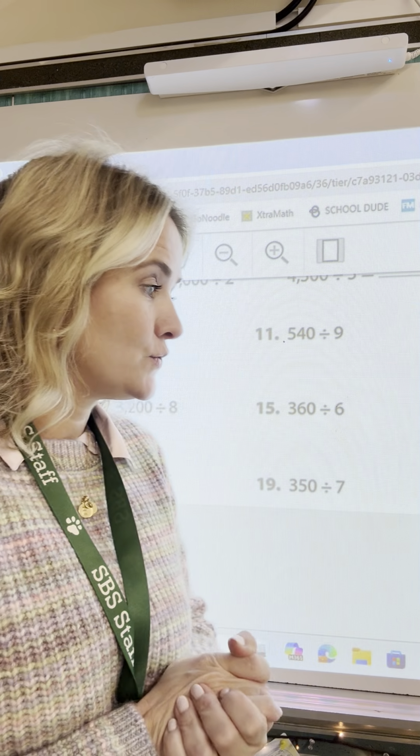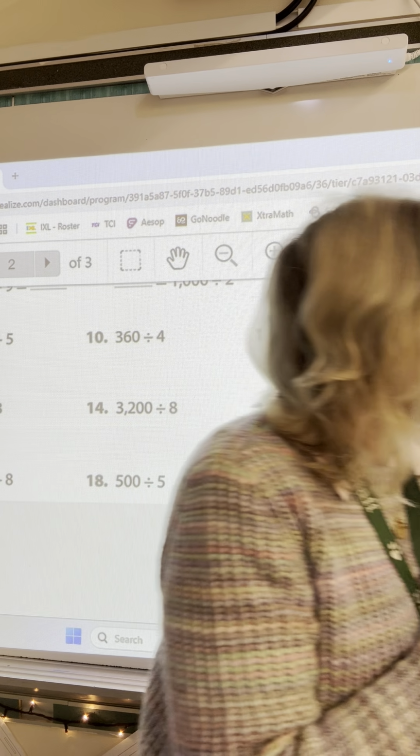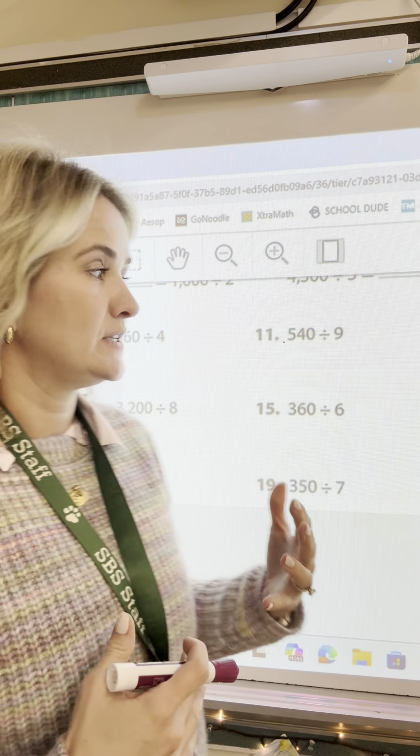Now today I reviewed with the kiddos that division and multiplication are inverse operations, which thank goodness many of the children knew, and we've been talking about it a lot. So we're working backwards today if division confuses them.